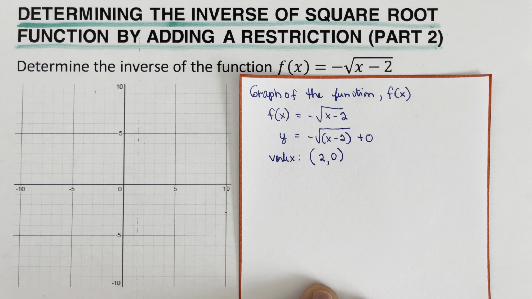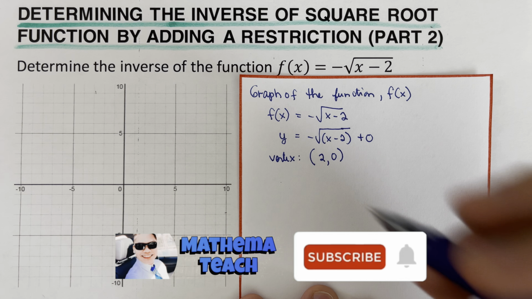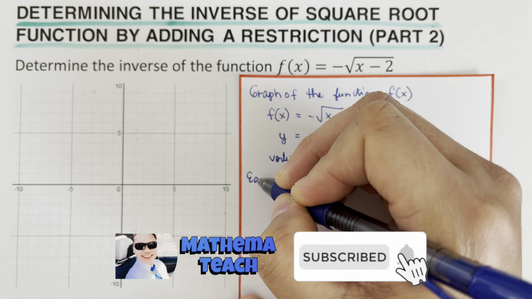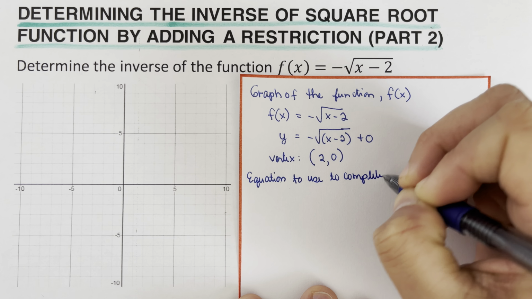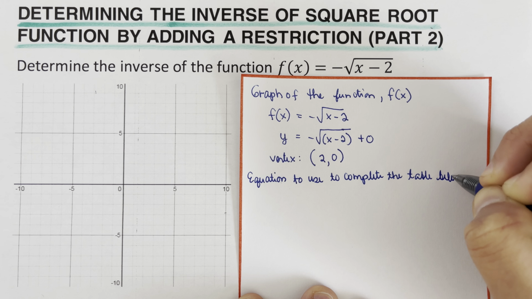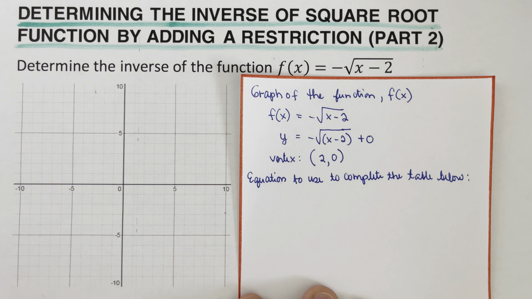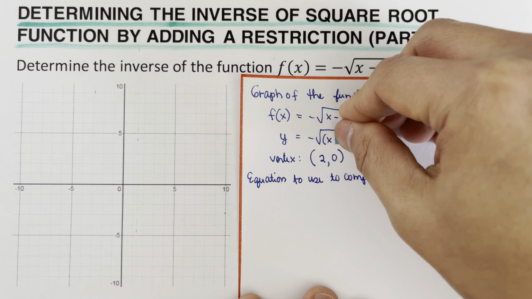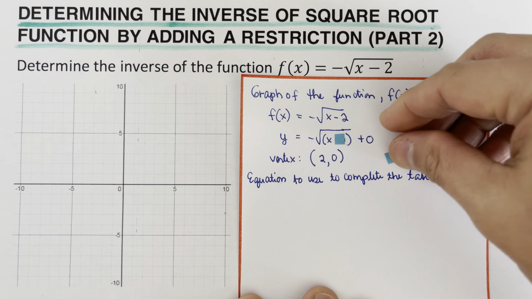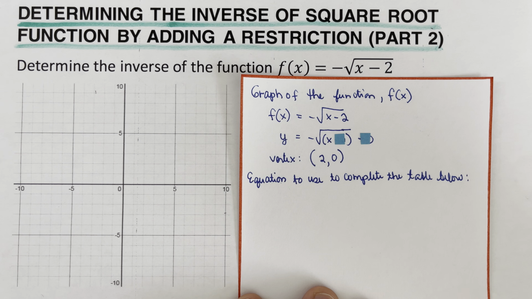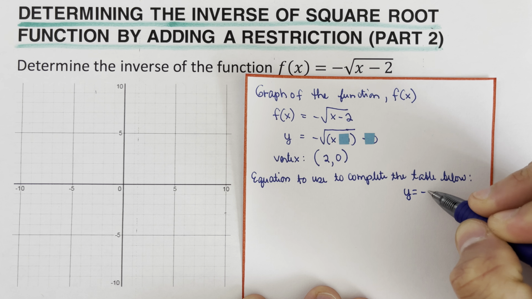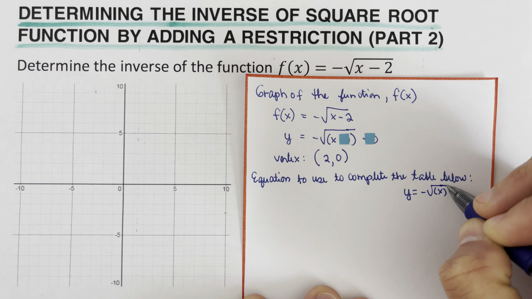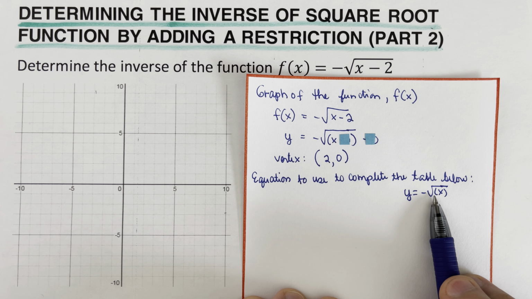Okay, so we are going to determine the equation so that we can fill the table. So I'm just going to write that down here. Again, the trick in order to determine the equation to use to complete the table is to cover the value of h and cover the value of k, and whatever is left over, that's the equation that we're going to use. So we are left with y is equal to negative square root of x. This is the equation that we're going to use to complete the table.